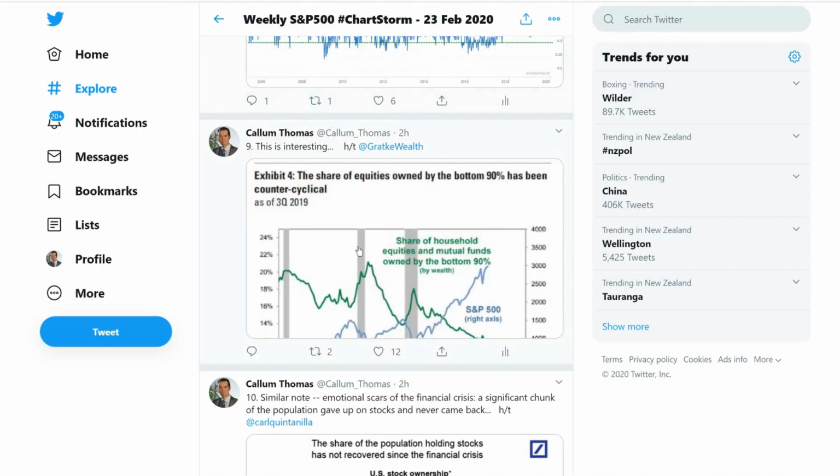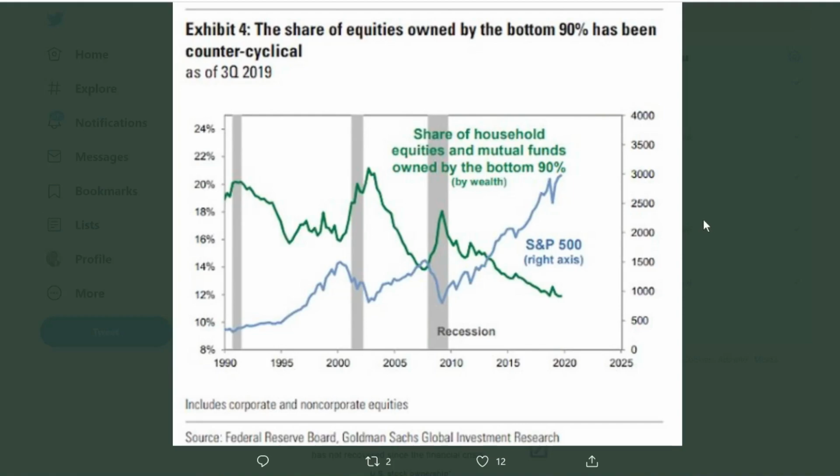And that's kind of all I could write about it, because it's interesting. So what is it, first of all? The green line there is the share of household equities and mutual funds owned by the bottom 90% by wealth. Take off the top 10% richest people, and this is what you get. Their share of equities owned has been counter-cyclical.